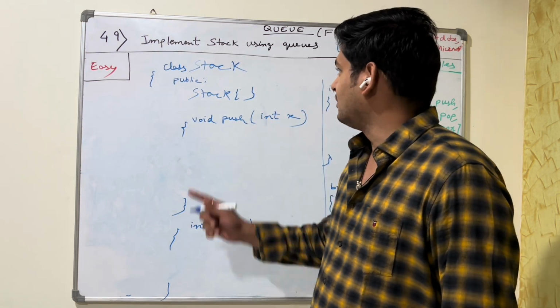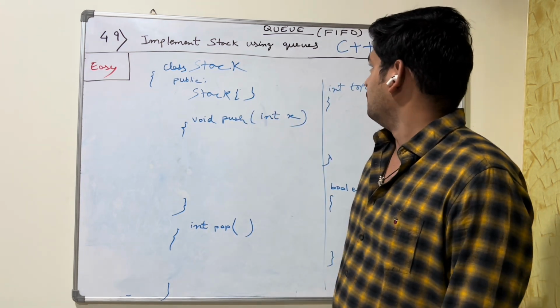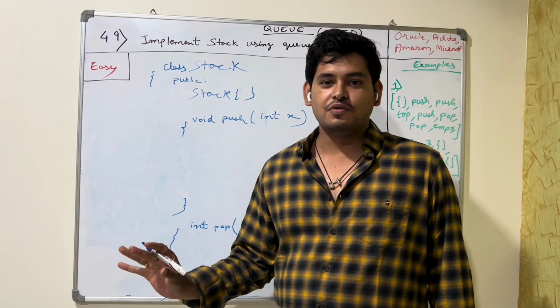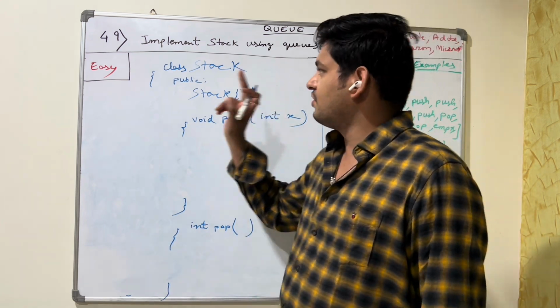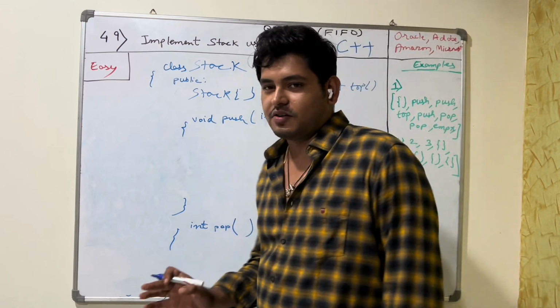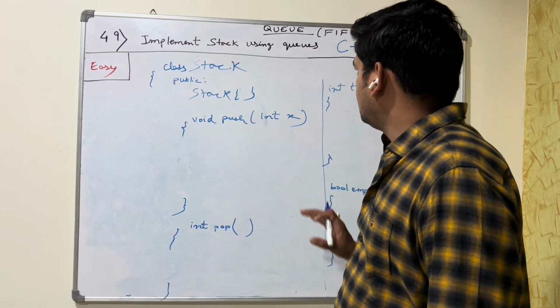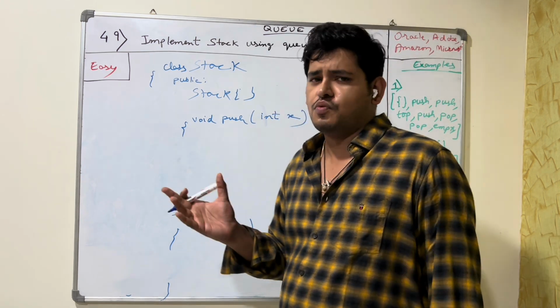Today we are going to solve the 49th question of the problem solving series and the first question of Queue. So we are studying the topic Queue, and the difficulty level for this question is easy, and this question has been asked in Oracle, Adobe, Amazon, Microsoft and many other companies. So we need to implement stack using queues or queue.